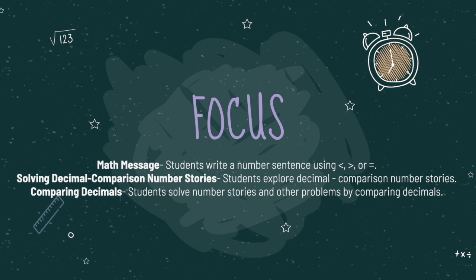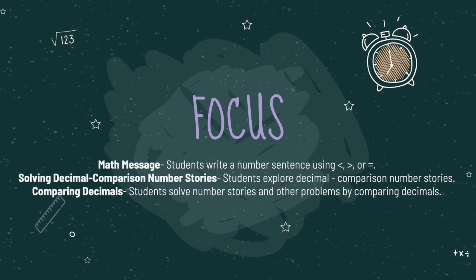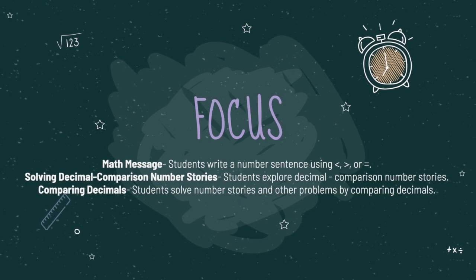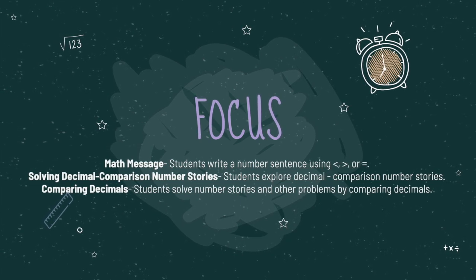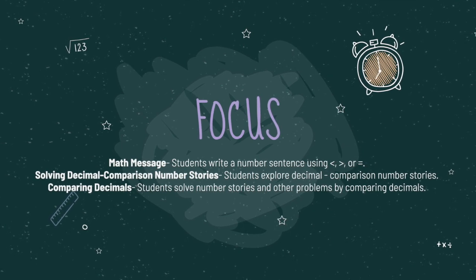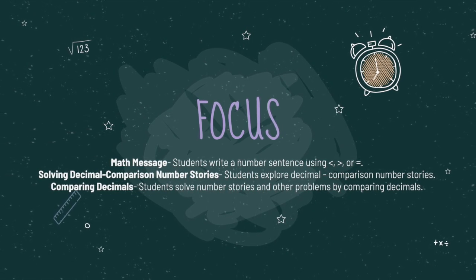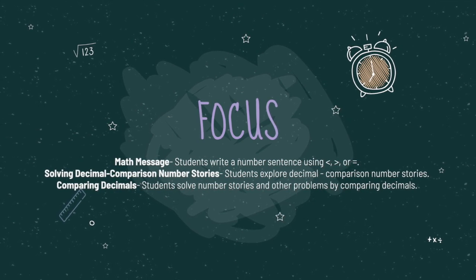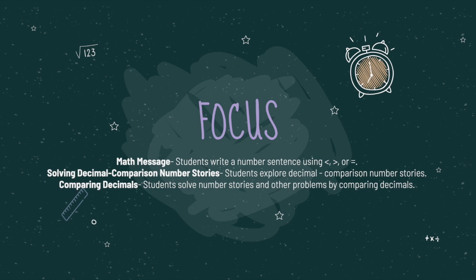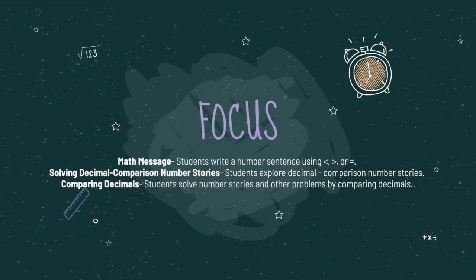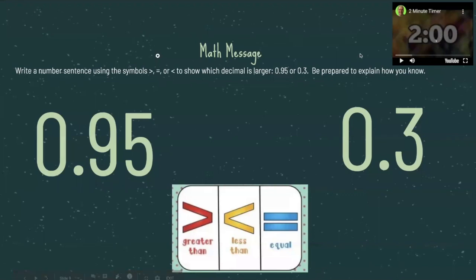Today's focus includes the math message, solving decimal comparison number stories, and comparing decimals. In the math message, you will create a number sentence using the less than, greater than, or equal to symbol. Use these two numbers, 95 hundredths and 3/10ths, to create your number sentence. You have 2 minutes beginning now.